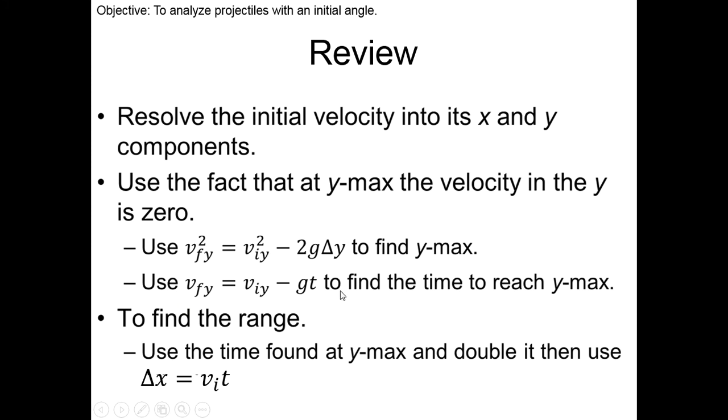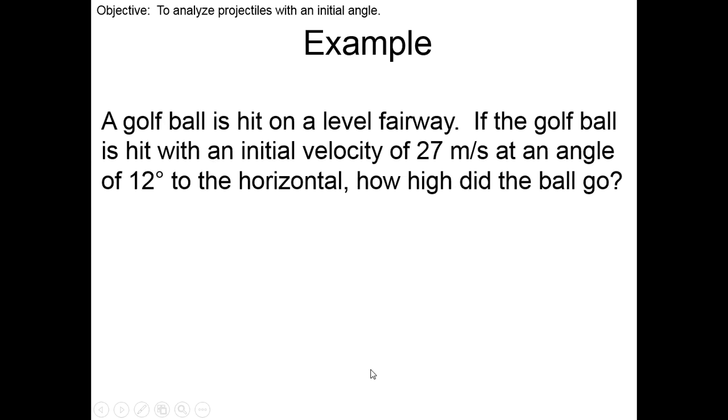Then, once we find our values here, we're going to have a problem that's going to tell us to find the range. In this case, we can use the time we found up here, and we're going to double it. Then use delta x equals initial velocity in the x times t. All right, give this one a shot here.